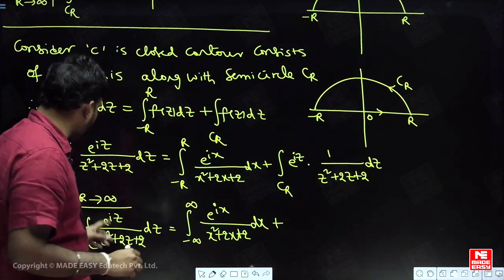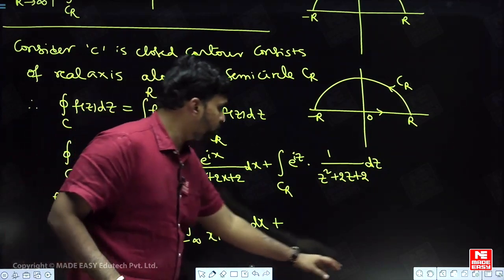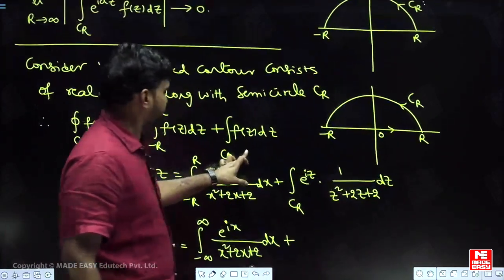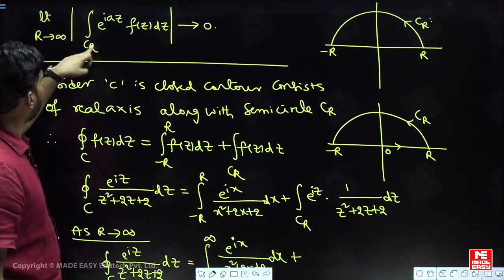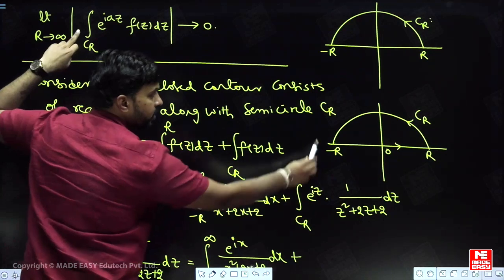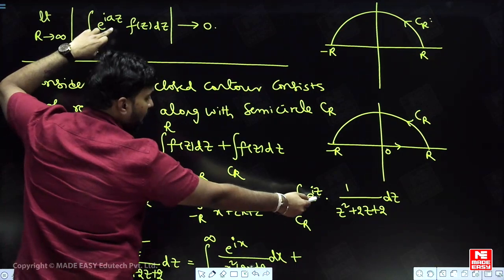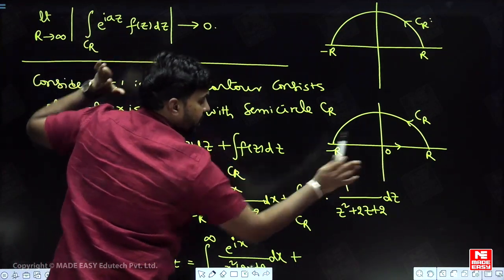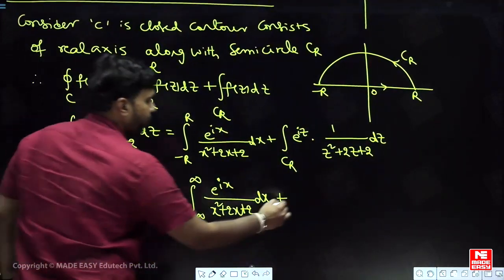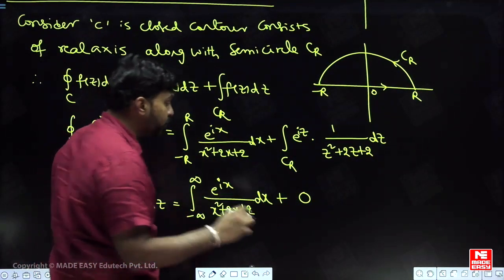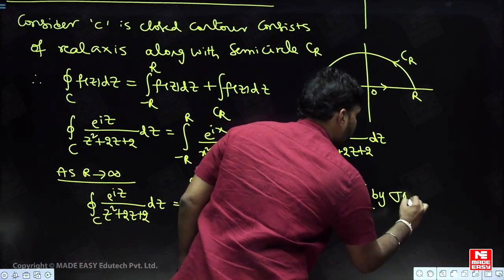The point is that as r tends to infinity, according to Jordan's lemma, please see this point. According to Jordan's lemma, the limit as r tends to infinity of the modulus of this integral over CR, that means the integral along the semicircle in the upper half of the plane, of e^(iaz) f(z) dz, is getting 0 or not? So this goes to 0. So this becomes 0, my dear students, by Jordan's lemma.